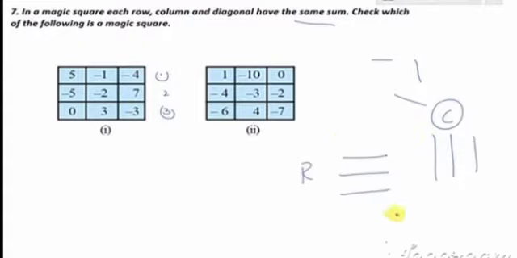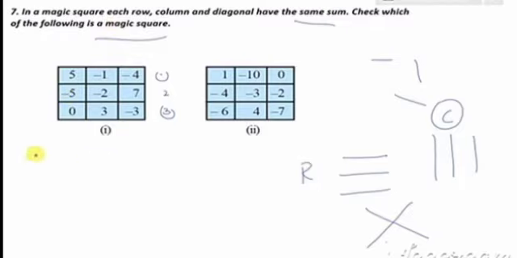And what is a diagonal? We can say that a diagonal is like these lines. So 5, minus 2, minus 3 is the first diagonal, and minus 4, minus 2, 0 is the second diagonal. Now students, you are all clear about what rows, columns and diagonals are. Now we are going to check this question: is it a magic square or not?